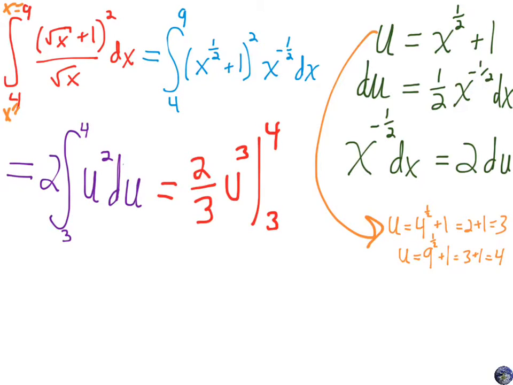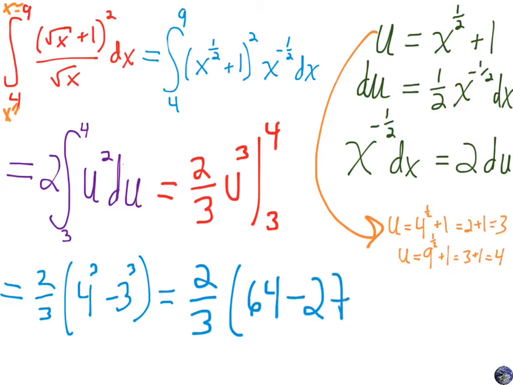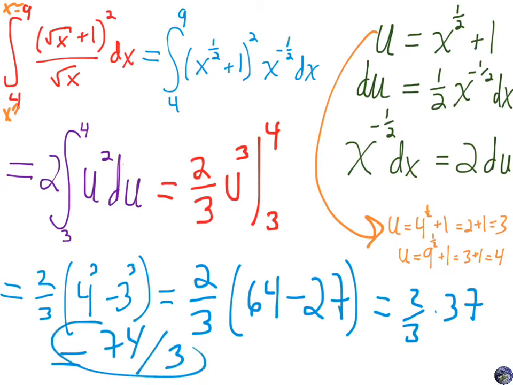So 2/3 u to the 3rd power between 4 and 3. And now it's just plugging things in, right? Plug in the 4, plug in the 3, and there you go. It's still the same as it was before.